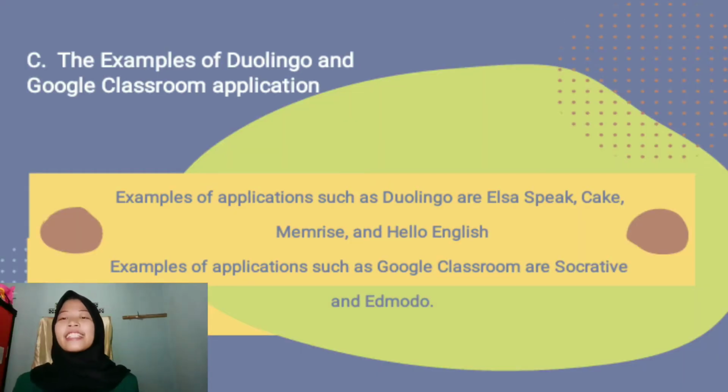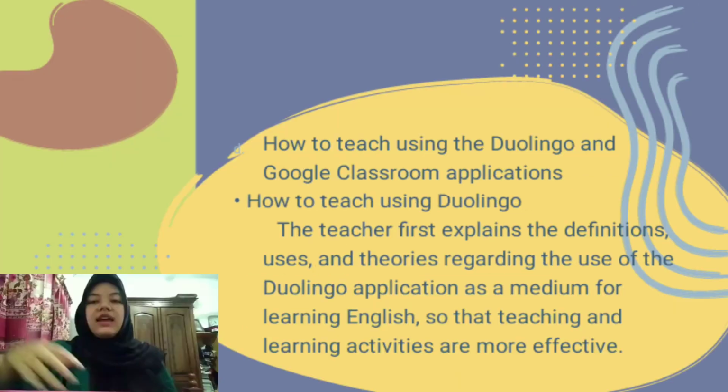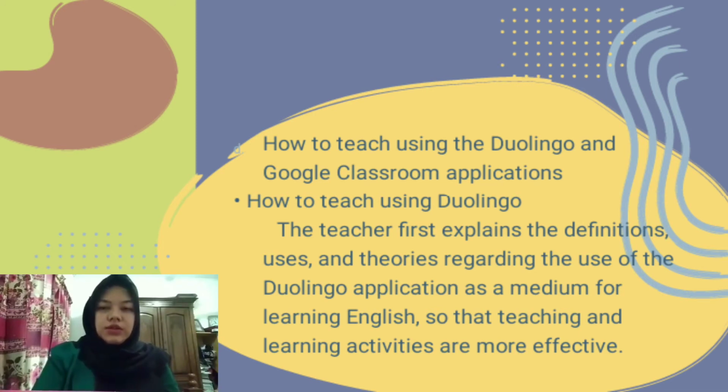Okay, next, the examples of Duolingo and Google Classroom applications. The first, examples of applications such as Duolingo are Elsa Speak, Cake, Memrise, and Hello English. And the second, examples of applications such as Google Classroom are Socrative and Edmodo. And now, how to teach using the Duolingo and Google Classroom applications.